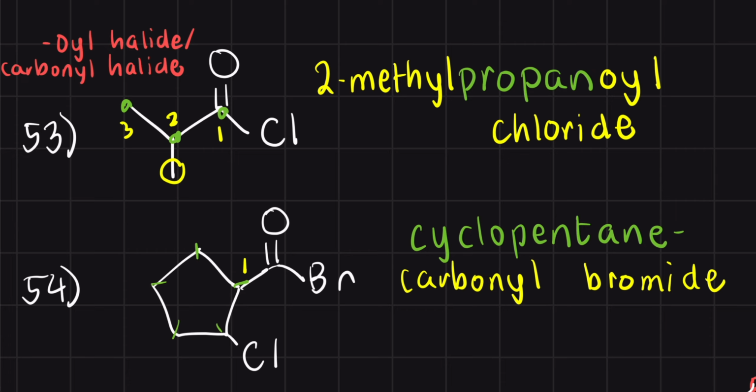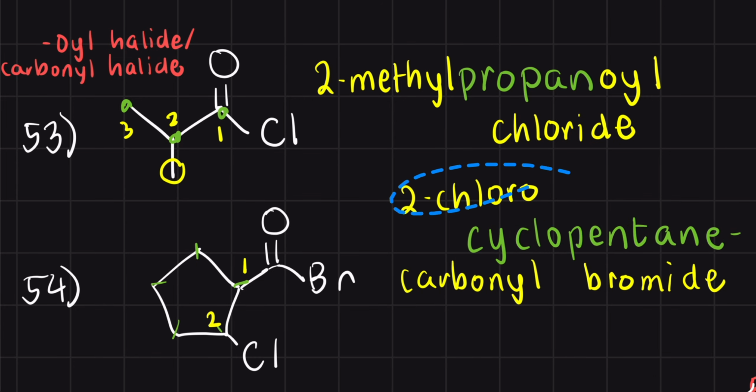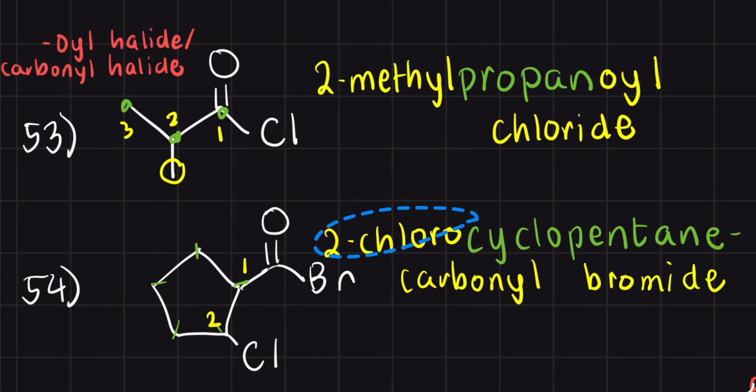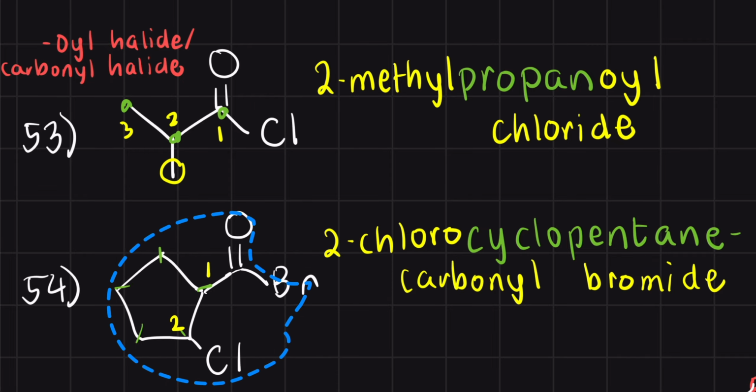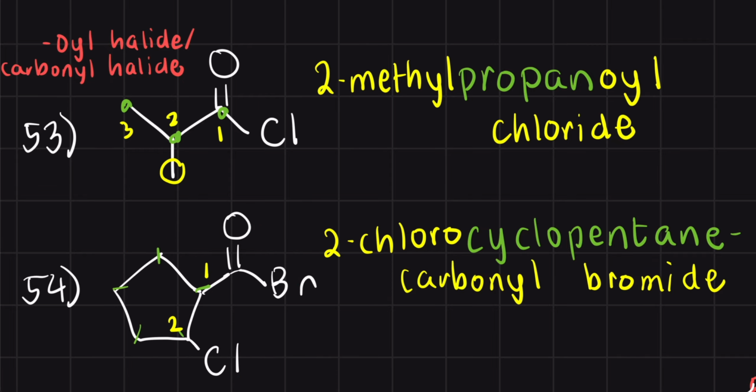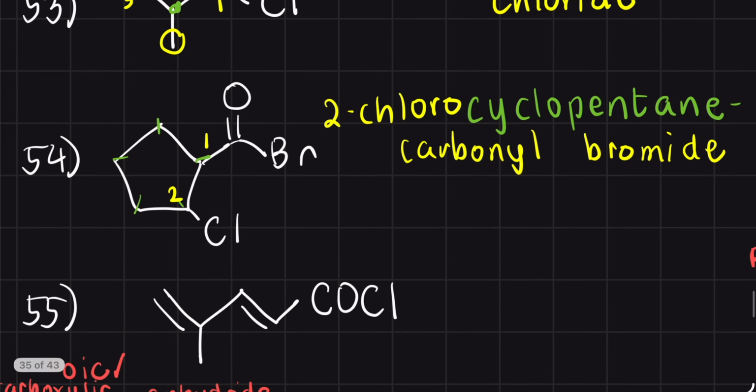Now, we do have a chloro at number 2, like so. So we're going to have to put that at the very start. Maybe I could move this so I could compress this in 2 lines. Yeah. So this is the final name: 2-chlorocyclopentane carbonyl space bromide. Now we have here an open chain again, but this time with double bonds.